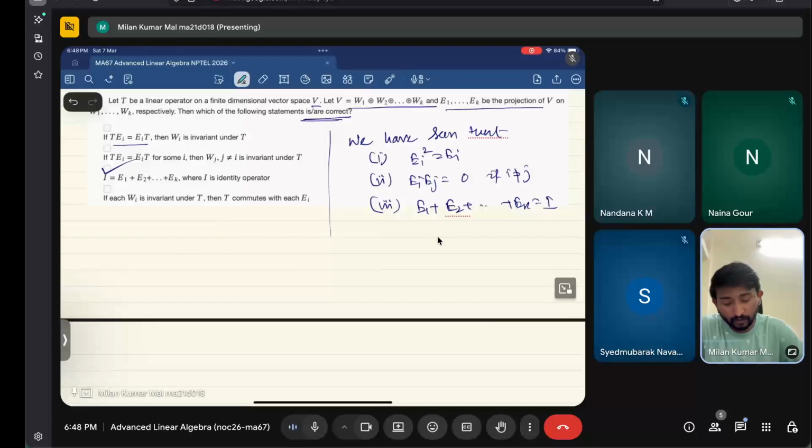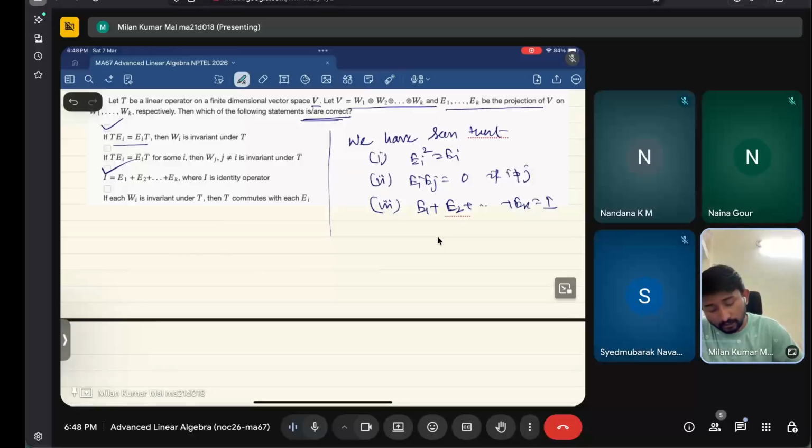In the previous problem, I have seen that I equals E1 plus E2 plus up to Ek, where I is the identity operator. And for the first option, it is clear that Ei commutes with T. This is what it means. Then the range of Ei is invariant under T.